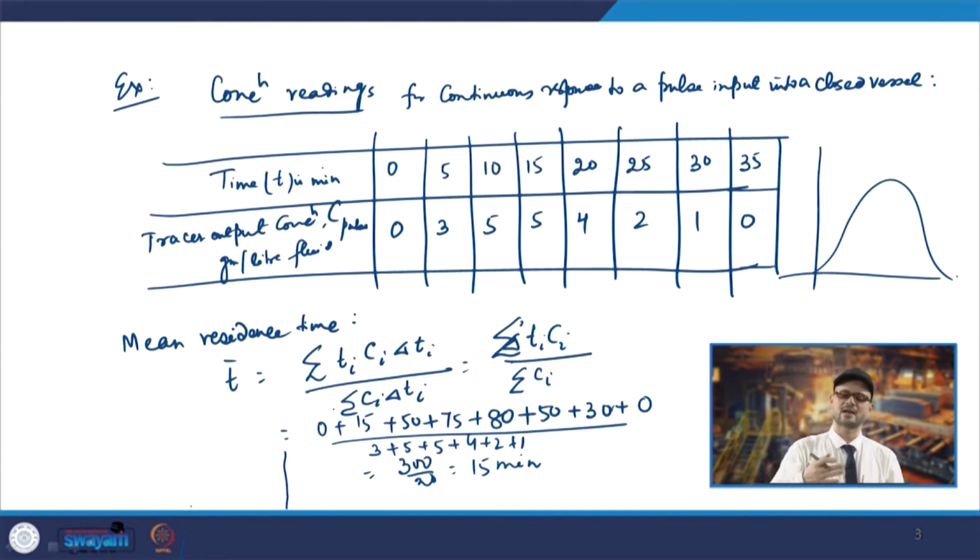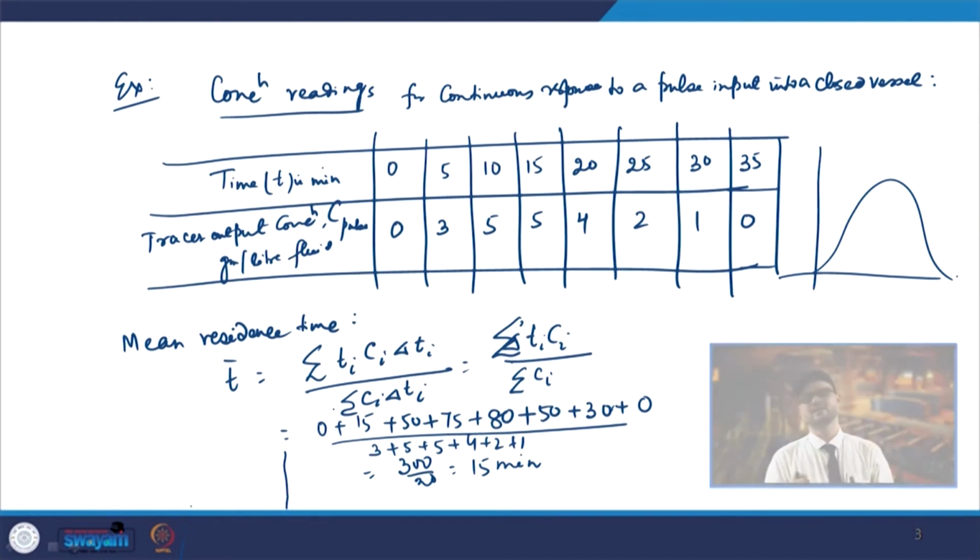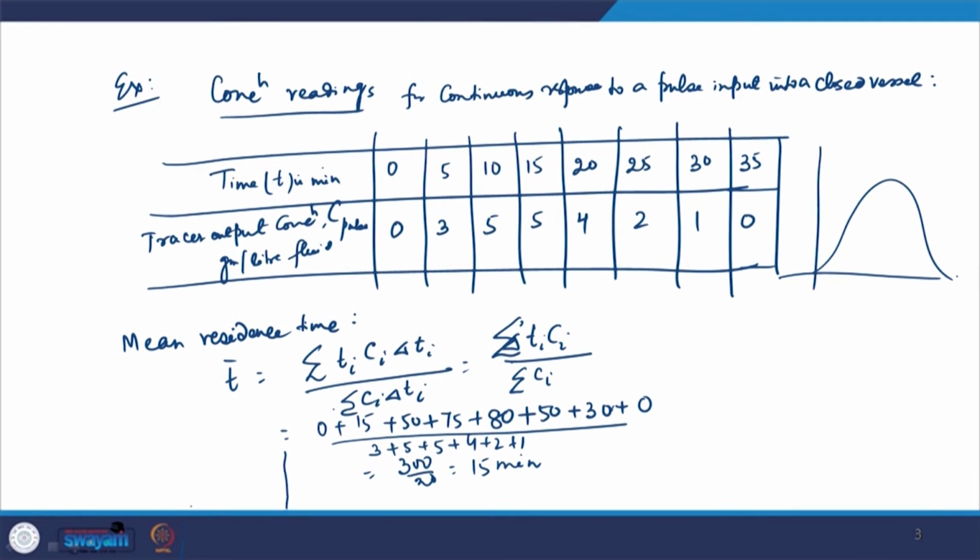So, you can further calculate the variance over this. So, you know the mean, then you will be taking the difference of the value from the mean. So, that way, accordingly you can have the calculation of variance also.